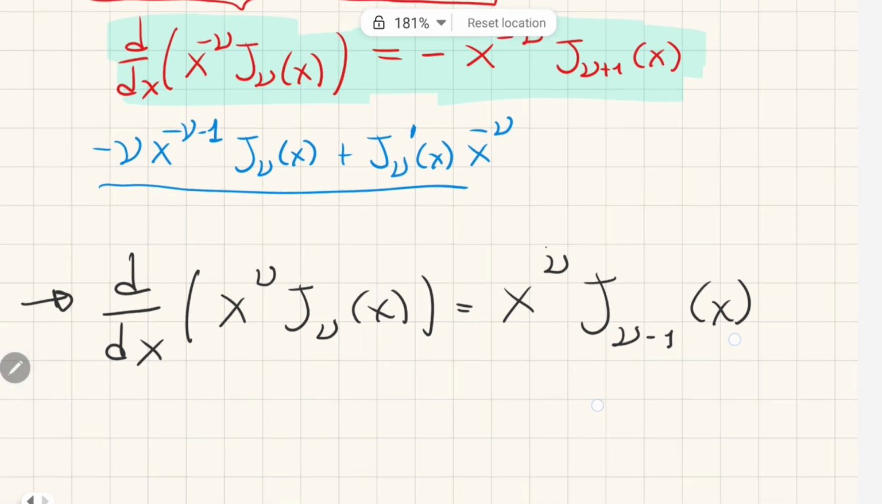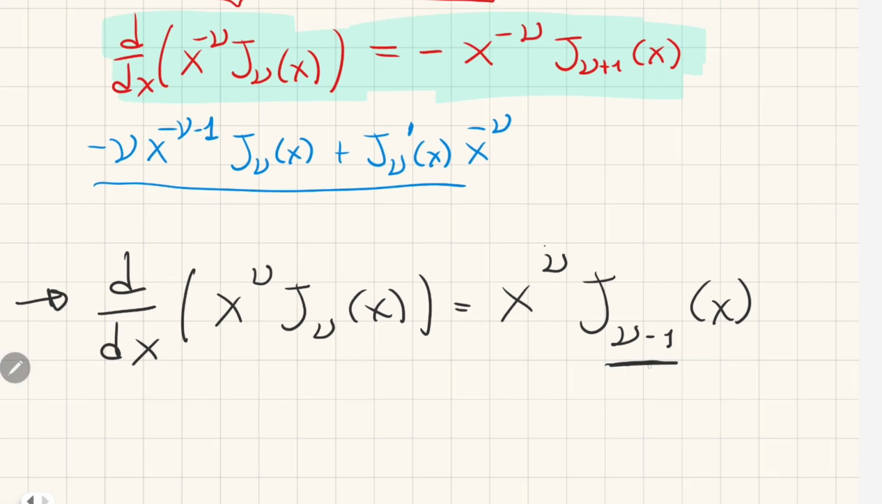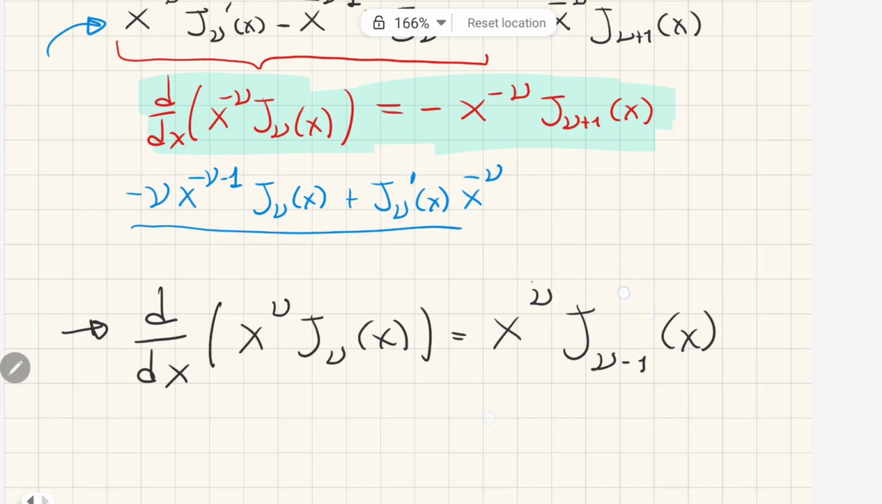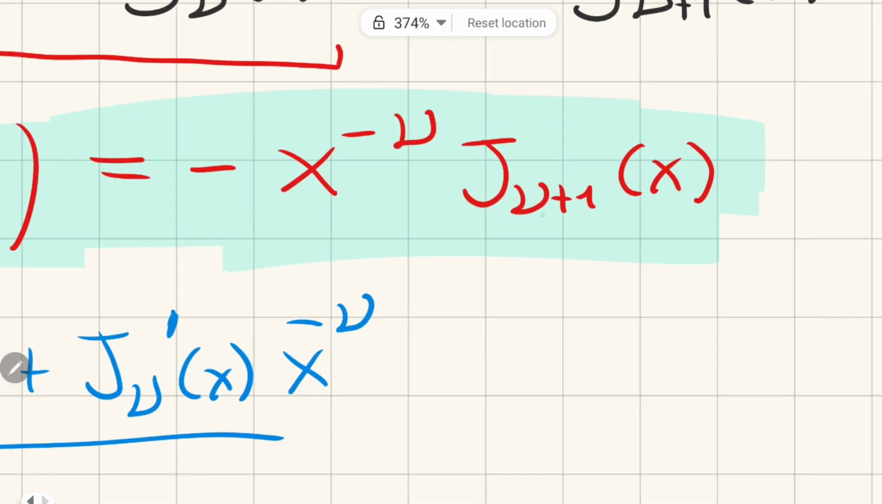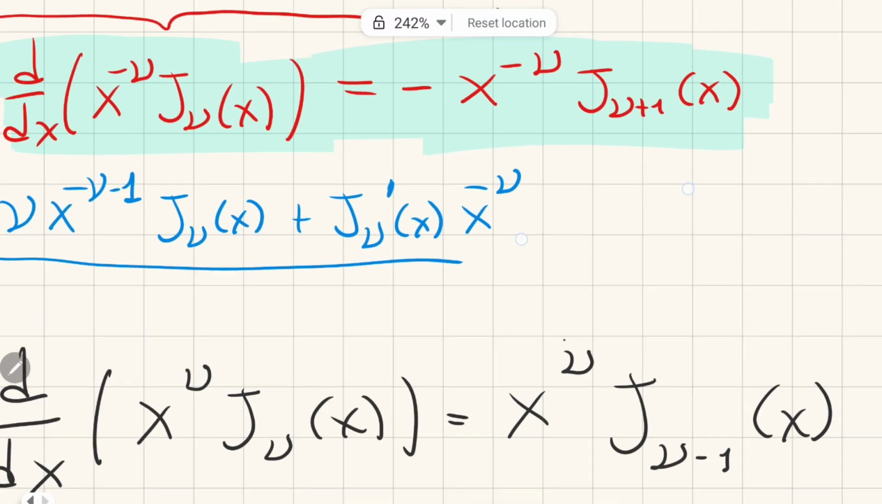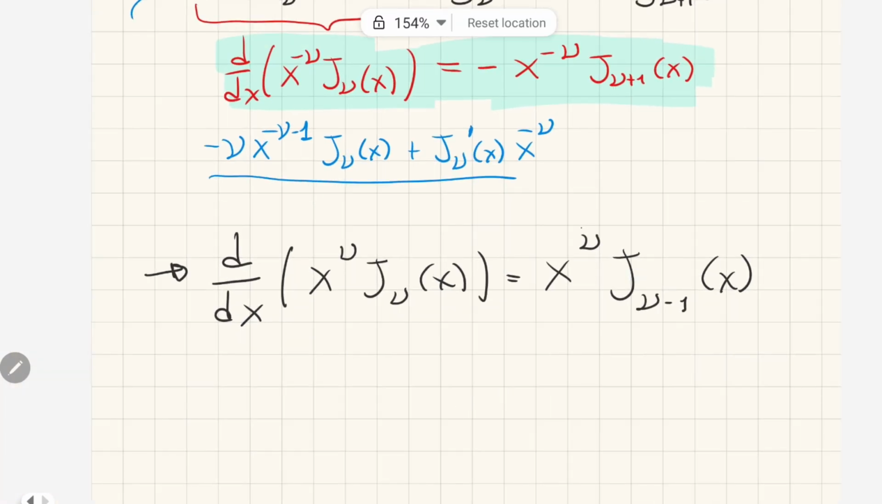Recall that this is another Bessel function, right? This is of order nu minus 1, while in this expression, we have the Bessel function of order nu plus 1, right? So again, it is not very hard to show. It can be done in a very similar way.